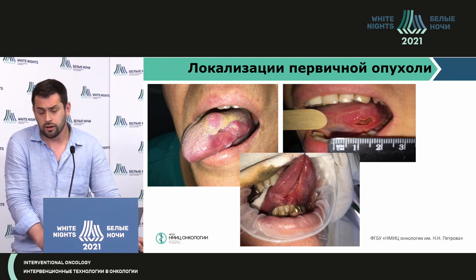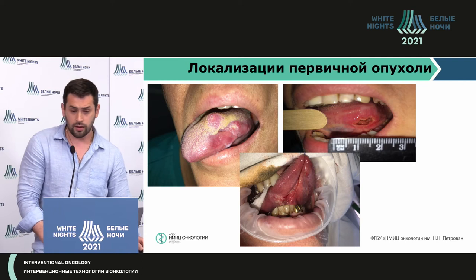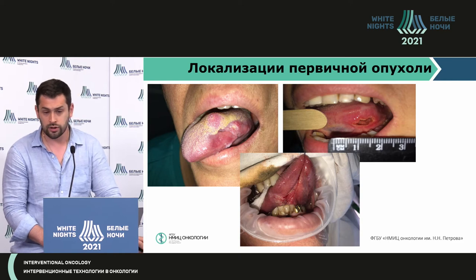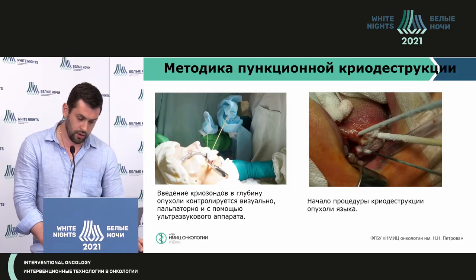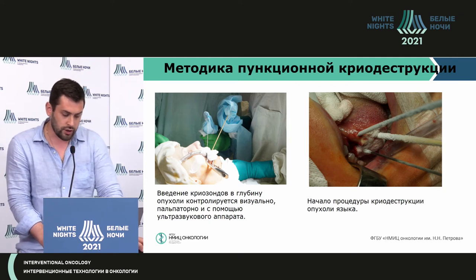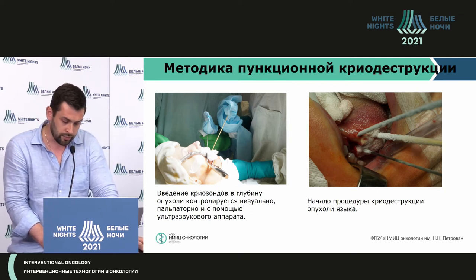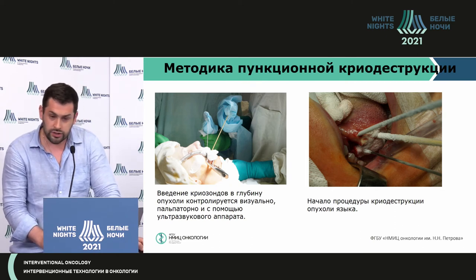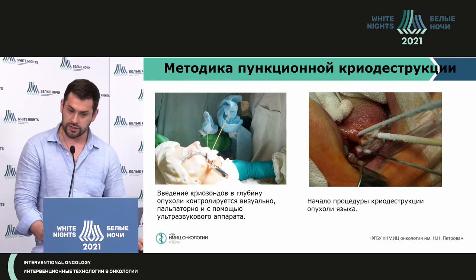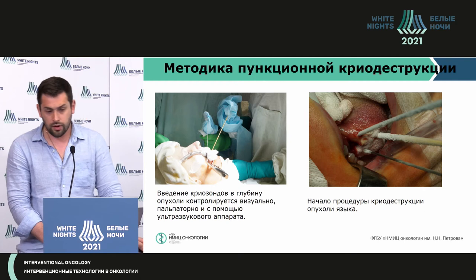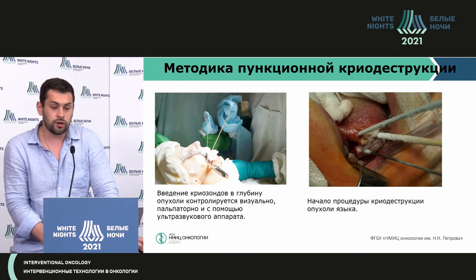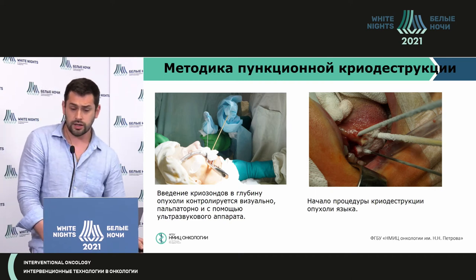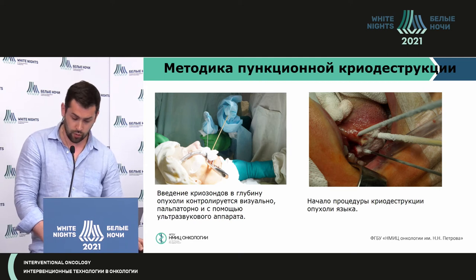The localization: the primary area, buccal mucosa, retromolar area, and molar area of submandibular. We used intravenous contrasting and ultrasound control. That's how we planned the depth and the cryoprobe use cycles. We use visual control, palpation, and ultrasound machine.